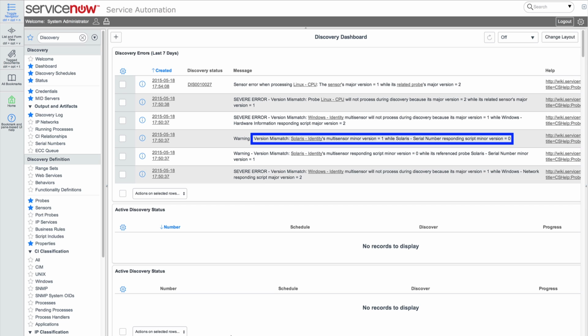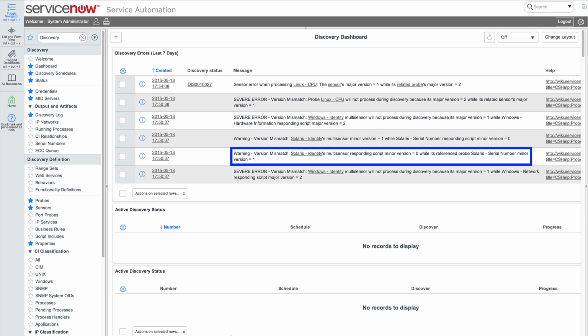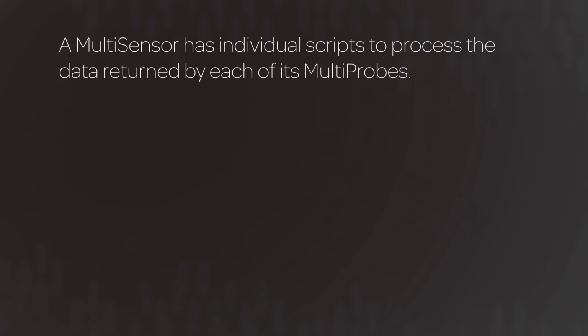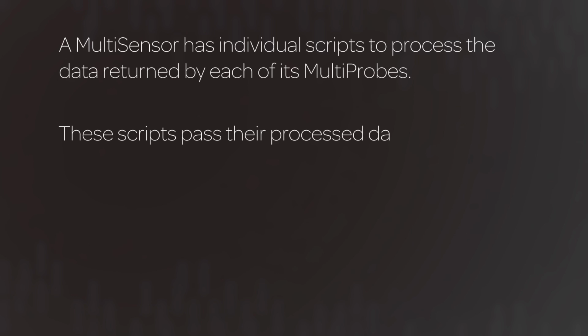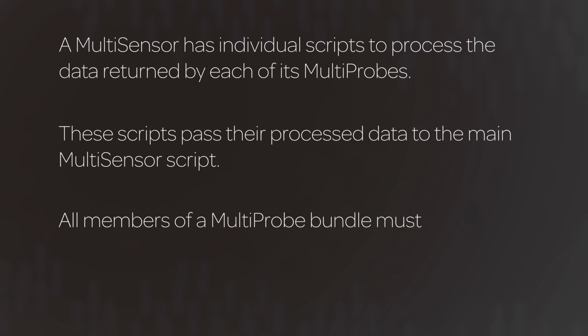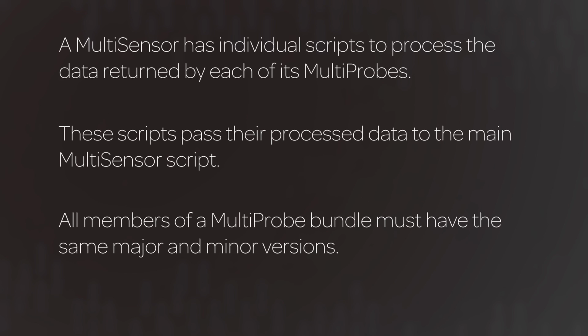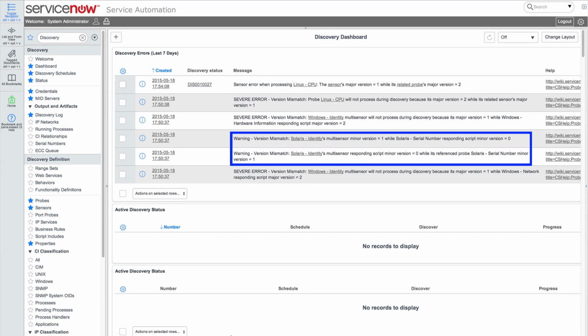Version mismatch. Solaris Identity multi-sensor minor version equals 1, while Solaris Serial Number responding script minor version equals 0. This is the same error, reported from the perspective of the responding script. Remember that a multi-sensor has individual scripts to process the data returned by each of its multiprobes, and these scripts pass their process data to the main multi-sensor script. So all members of a multiprobe bundle must have the same major and minor versions.